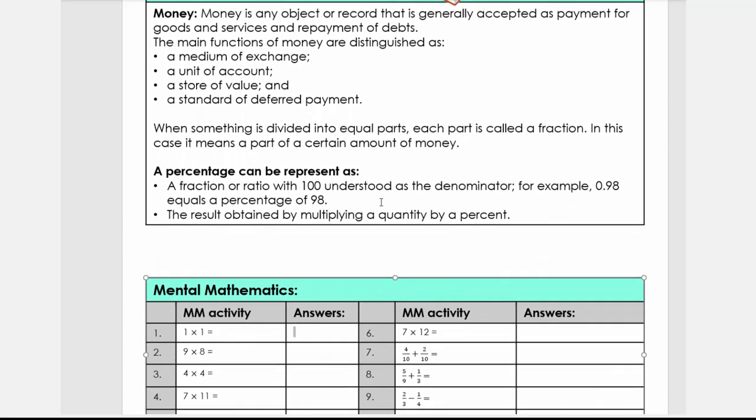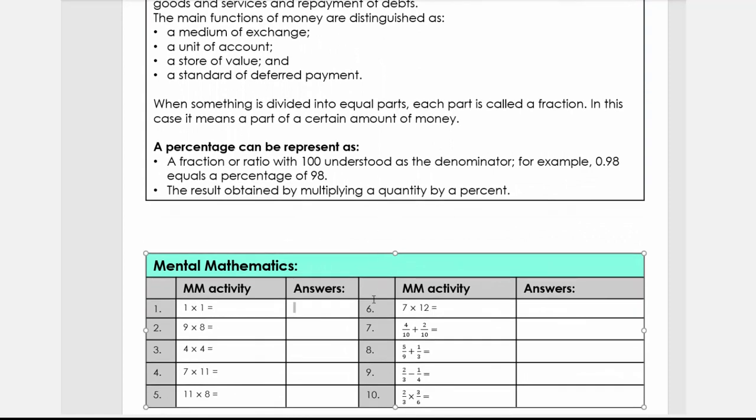Then we're going to do the 10 questions on mental mathematics. So you're going to pause here. The learner is going to do the 10 questions. You're going to come back and we're going to reveal the answers. So here are the answers then, so you can mark it.